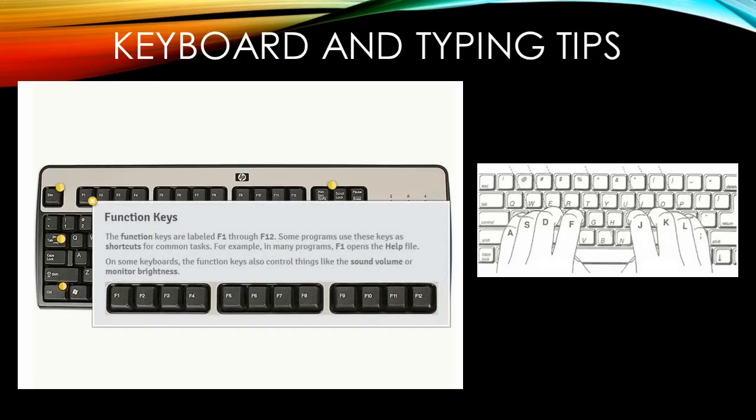Then you have your function keys, and these keys are normally labeled F1 through F12. Some programs use these keys as shortcuts for common tasks. So for example, in many programs, F1 opens the help file. You've also got some of those keys that will control your sound, your brightness, be able to flip your screen between projector and things along those lines if you're trying to project out from it. But you can always get online onto Google and look up your function keys and it'll tell you which ones go with what.